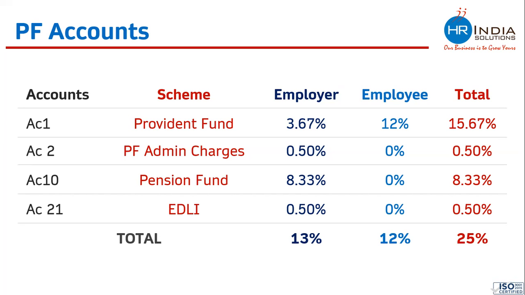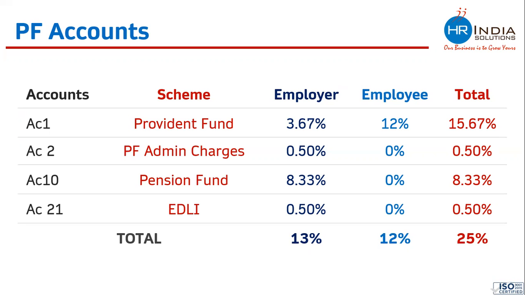Account 2 is PF admin charges, in which 0.50% goes, and only the employer is paying in this account. Similarly, under the pension fund, 8.33% goes from the employer share. An employee is not paying anything in the pension fund. EDLI, same as PF admin, is insurance for the employee, and only the employer pays 0.5%. So, as an employee, your entire money goes into provident fund, but the employer is contributing for the employee on these three accounts as well.